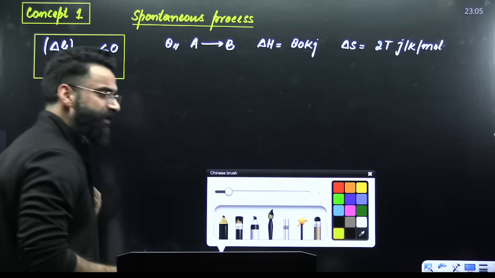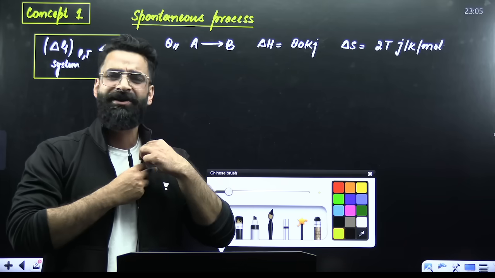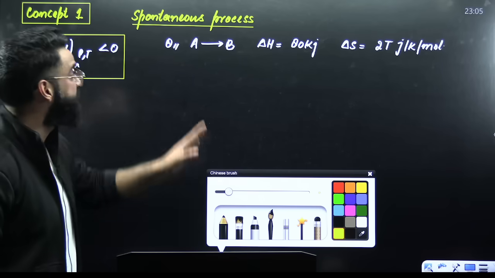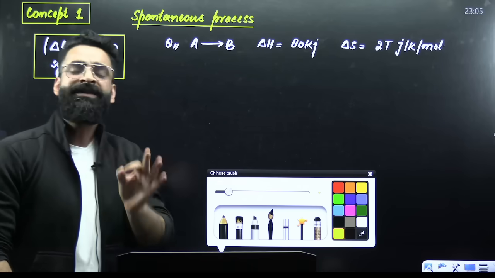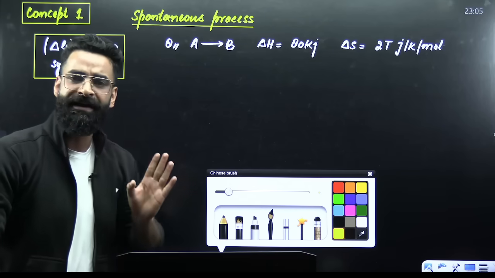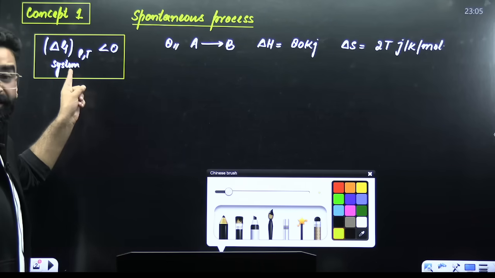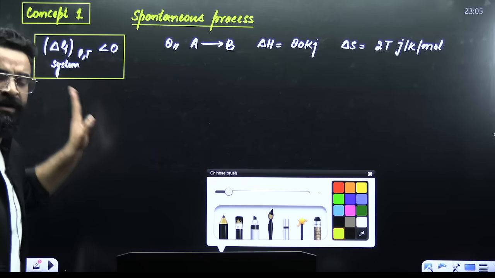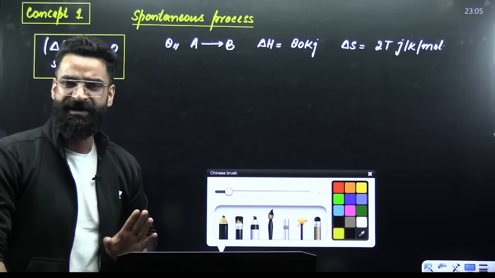My dear students, this is the first question which is asked in your NEET examination almost every year. The question is about spontaneity. One thing which you need to remember: for any process to be spontaneous, delta G for the system at constant pressure and temperature should be negative. This is the condition for the reaction to be spontaneous.